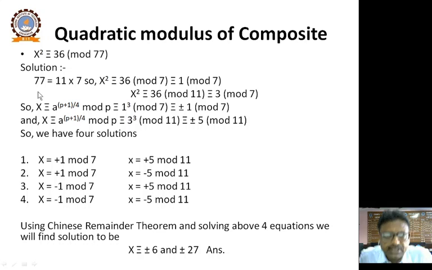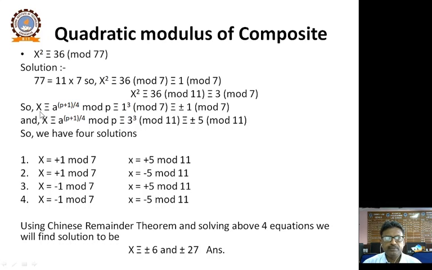So 77 is 11 into 7. This equation can be divided into two parts. The first part will be x square congruent to 36 mod 7, and that will be 1 mod 7, and x square is equal to 36 mod 11, and it will be equal to 3 mod 11. So now we have two equations: x square is equal to 1 mod 7, and the second equation is x square is equal to 3 mod 11.